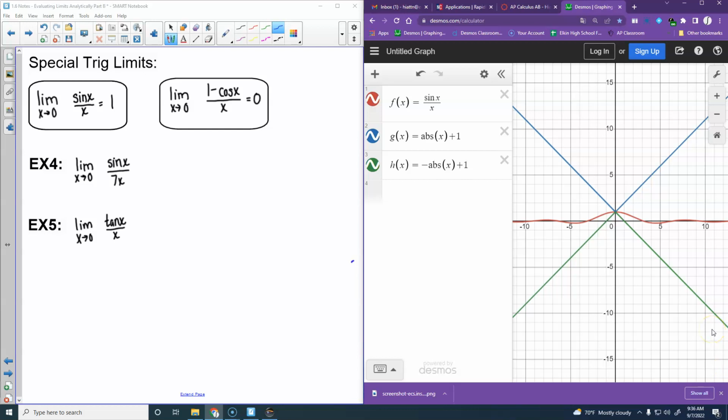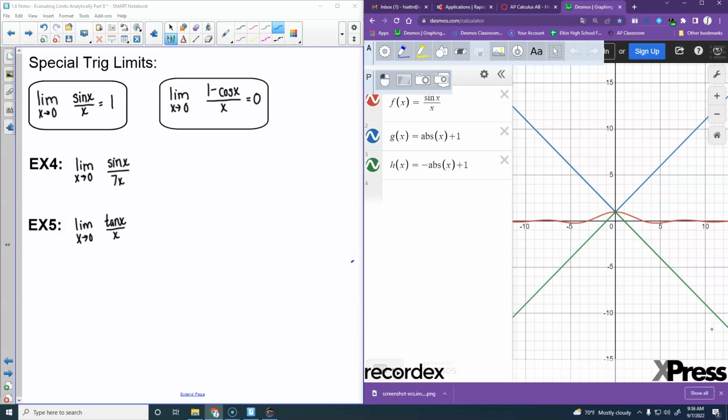So, by the squeeze theorem, you don't have to write this down, but what we could do is say the limit as x approaches 0 of absolute value of x plus 1 is going to equal absolute value of 0 plus 1, which equals 1. We could also say the limit as x approaches 0 of negative absolute value of x plus 1 equals negative absolute value of 0 plus 1, which is also 1.